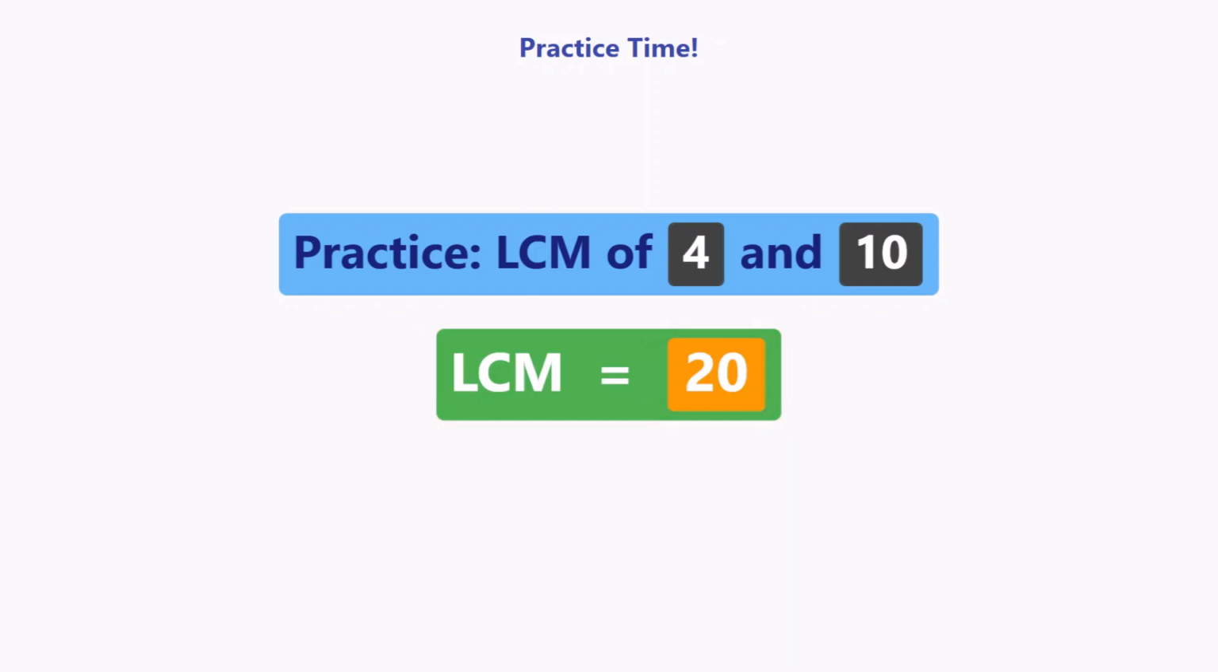Try finding the LCM of 4 and 10 on your own. Pause and calculate the smallest number divisible by both 4 and 10. The answer is 20.